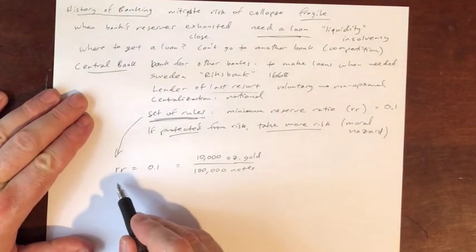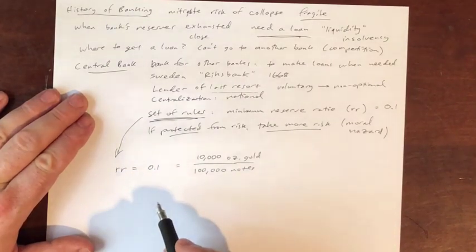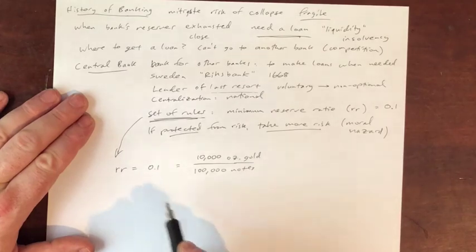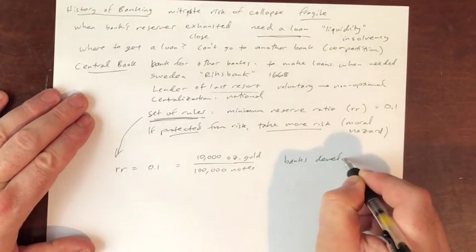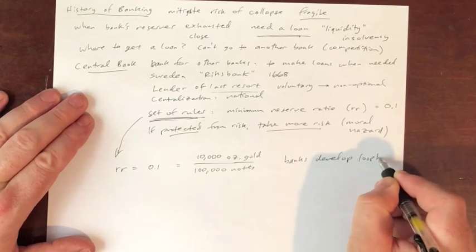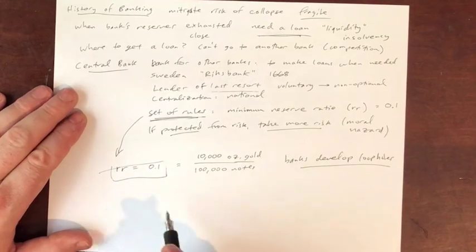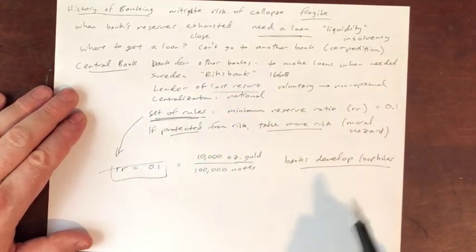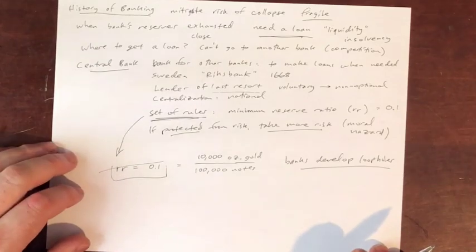So you have to obey this minimum reserve ratio. Now, it turns out that banks actually develop loopholes to this. They have ways of getting around this. This is one of the oldest rules of central banking: there's going to be a minimum reserve ratio, but banks have found ways around it.